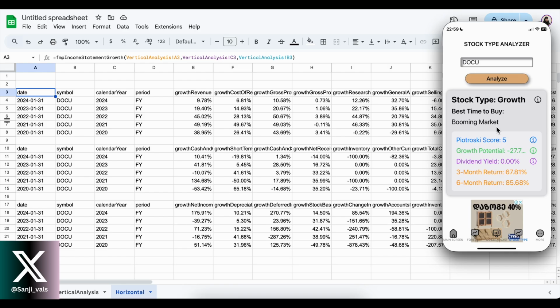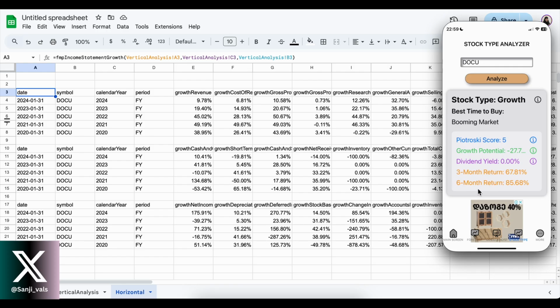If you're interested in trading the stock intraday, for example, open the Stocks to Buy app, go to stock type, input the stock ticker, in our case Doku, press the analyze button, and now it is showing you that it's a growth type stock, and the best time to buy the stock is on the booming market. So this app shows you when is the best time to buy the stock based on Piotroski score, stock's growth potential, dividend yield, and 3 and 6 months return.